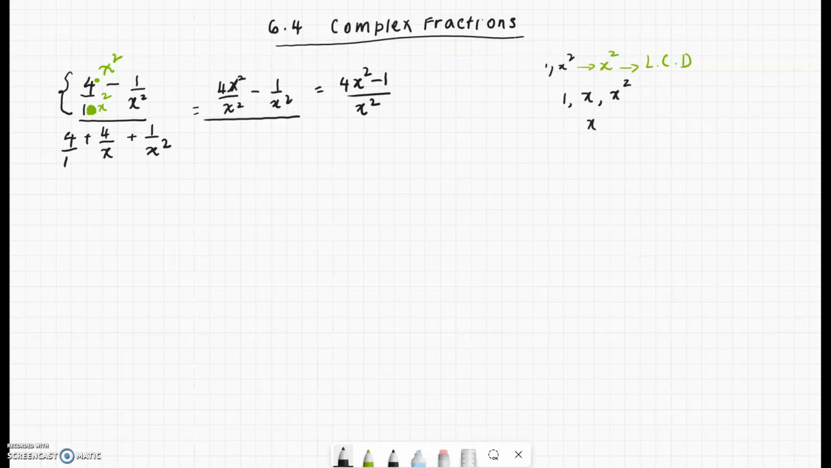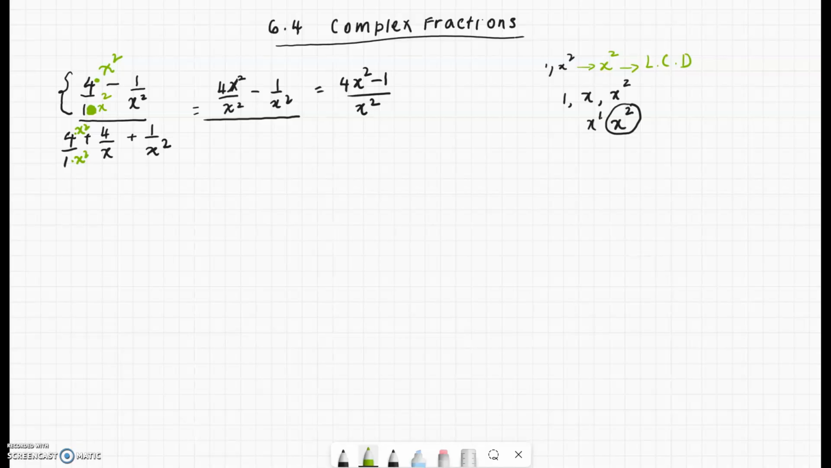So this is x to the 1. You can ignore the 1. And this is x to the 2. Pick the largest exponent. So now that would be your LCD, the common denominator. Now in order to get an x squared here, we multiply with an x squared in the denominator and multiply with an x squared in the numerator.